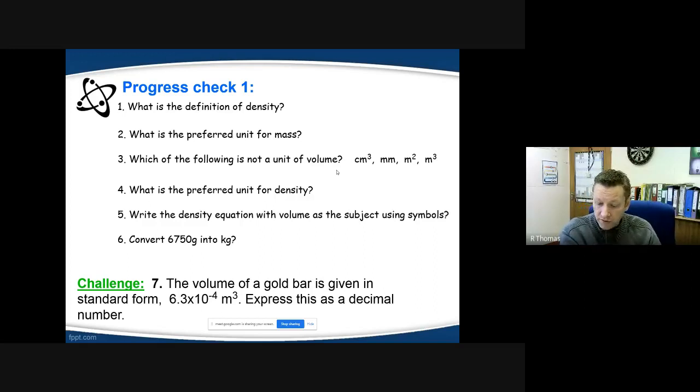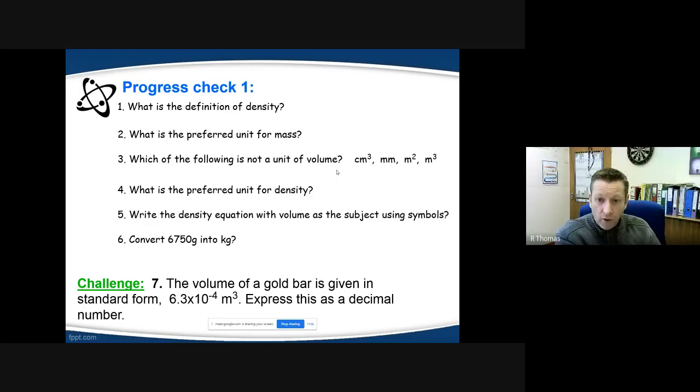What's the preferred unit for mass? Kilograms. Which of those following is not a unit of volume? There's 2 of them. We have millimeters, which is a length, and we have meters squared, which is an area. The other 2 are volumes. What is the preferred unit for density? Kilograms per meters cubed.